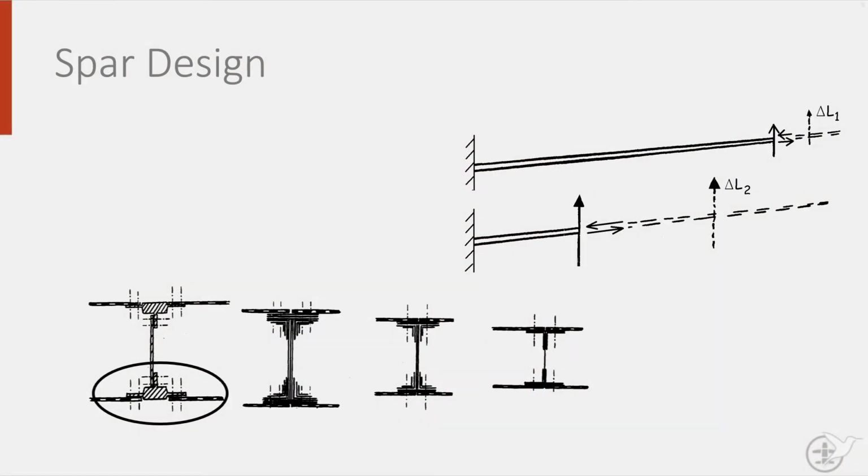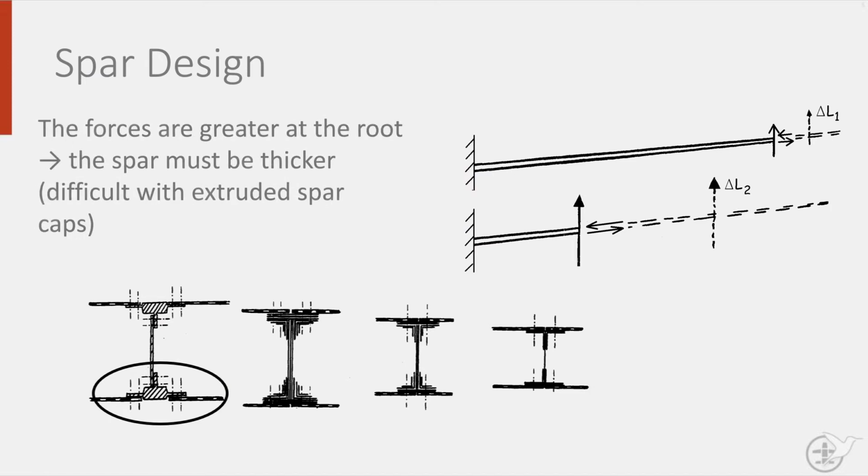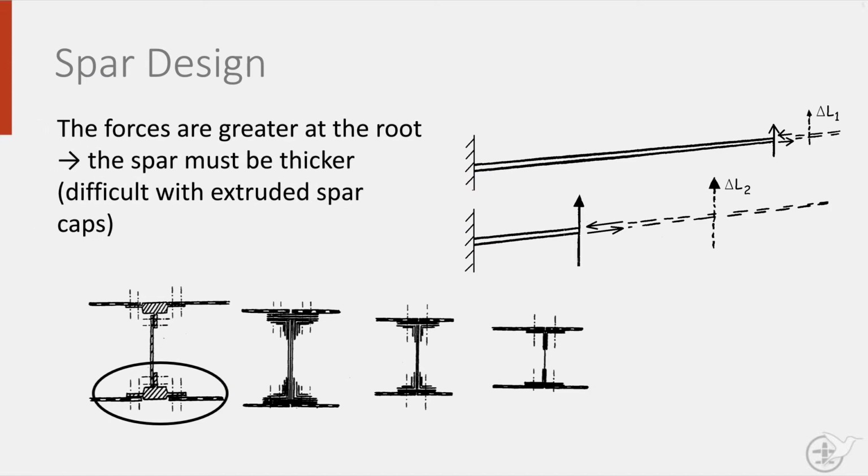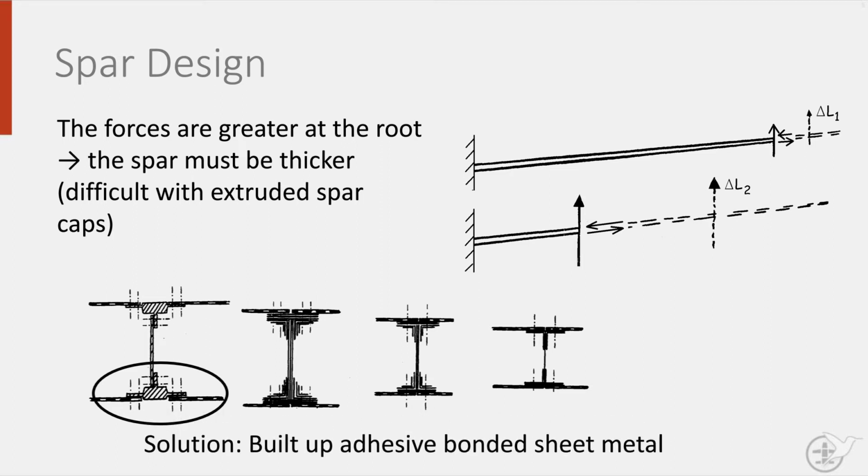To design a spar, you must take into account that the loads vary over its length. The forces acting on it at the root are much greater than at the tip, meaning that the spar must be much thicker there. This makes it difficult to use extruded profiles at spar caps. The solution is found by using adhesive bonded or riveted built-up layers of sheet metal, allowing you to optimize the spar design over its length and thus provide a lighter yet affordable solution.